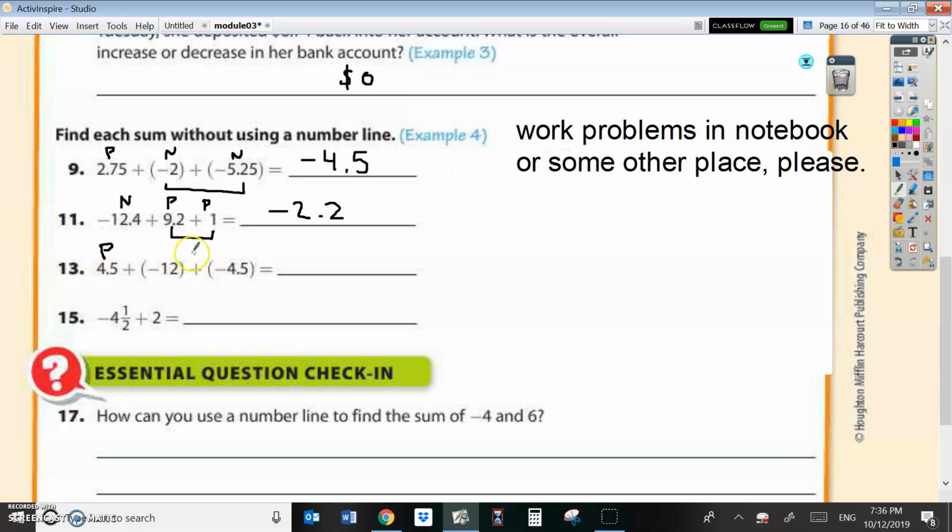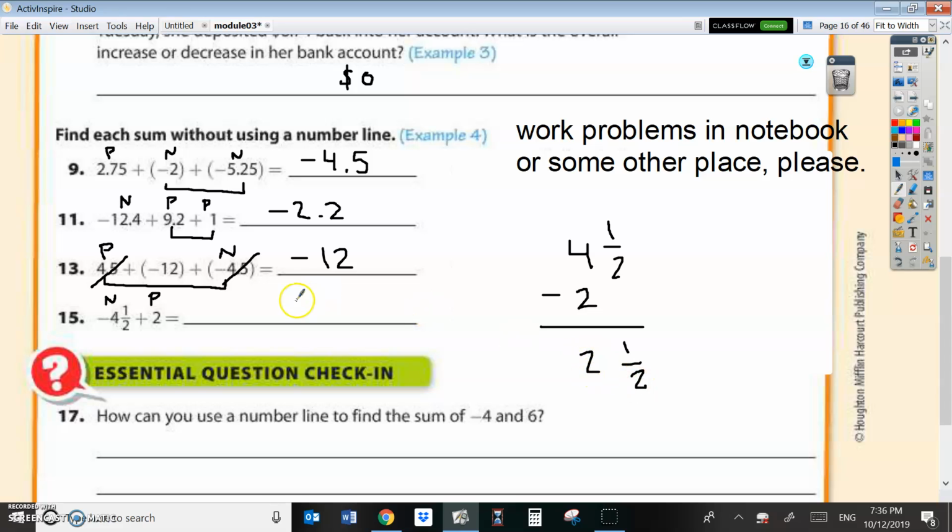Positive, negative. Aha, these are the same, so these will cancel. Cancel, cancel, and you'll just get negative 12. Negative, positive here. So 4 and 1/2 minus 2. So you get 1/2 here and 2 here. So 2 and 1/2.